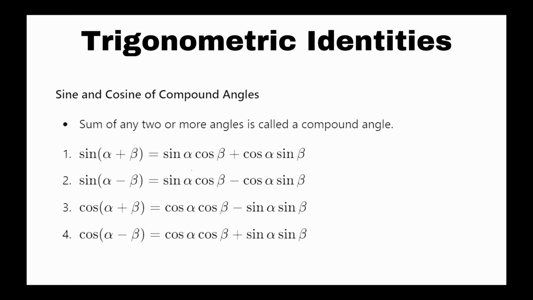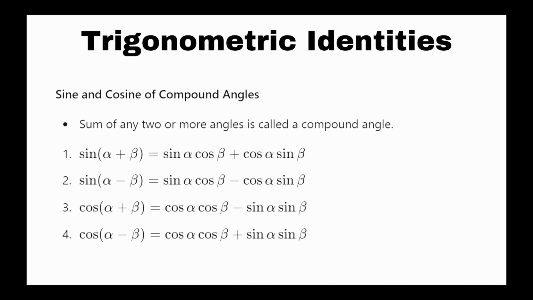Sine alpha minus beta, again the same thing, the only thing that changes here is the sign. So if you have a plus and you are finding out the sine of these two angles, you are going to have a plus sign in your answer as well. If there is a minus sign, you would have a minus in your answer as well.